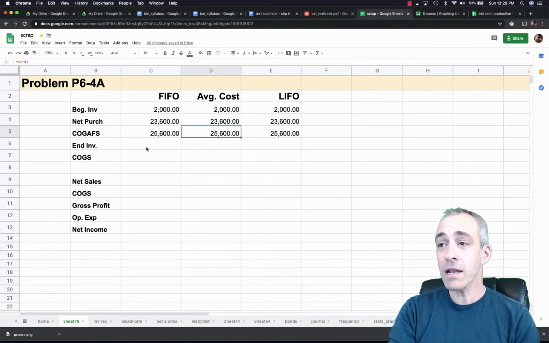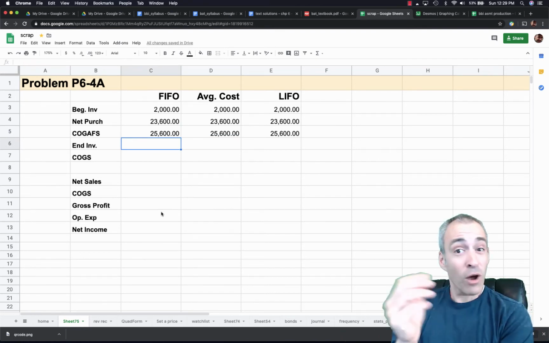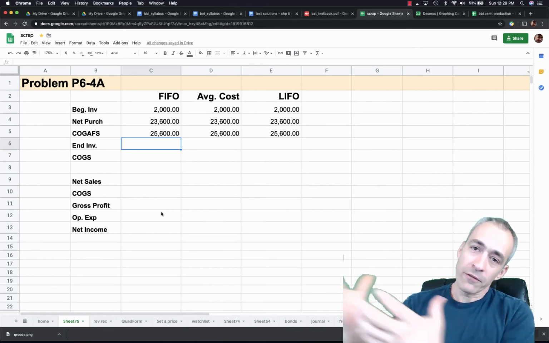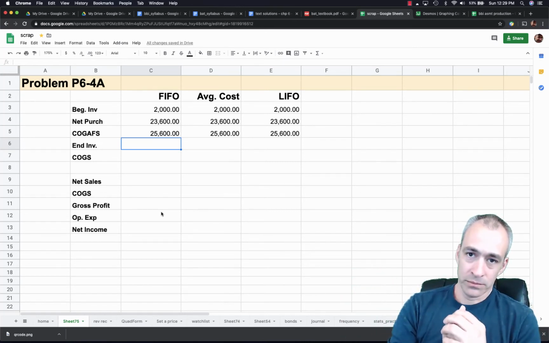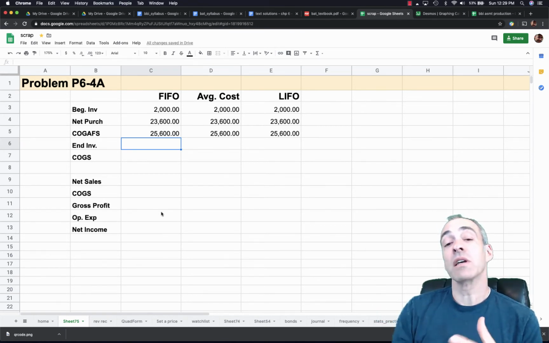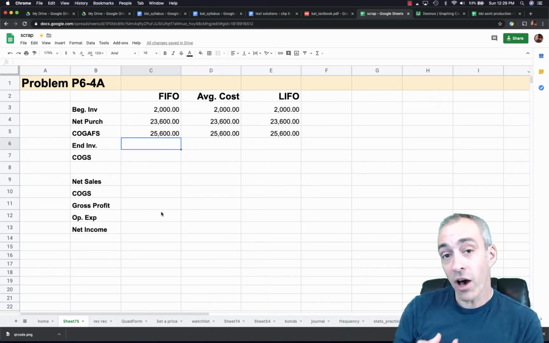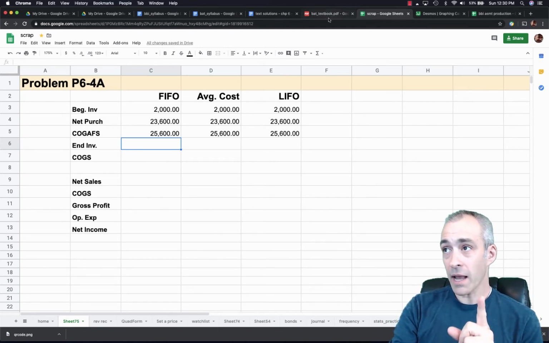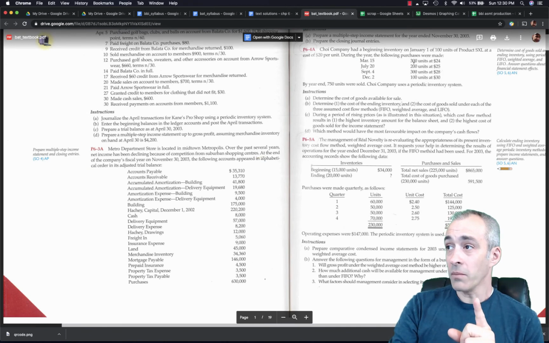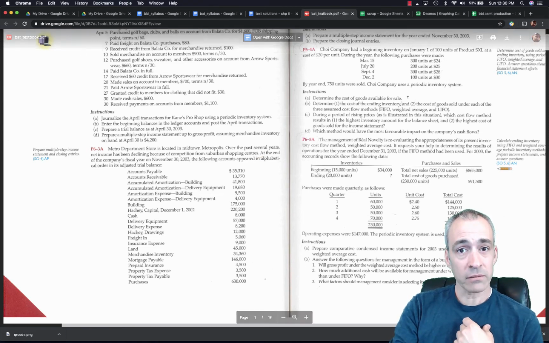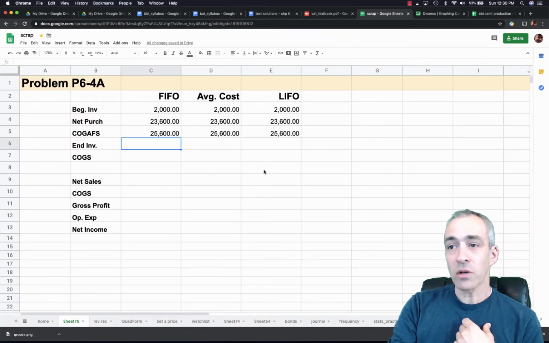Okay, so ending inventory. This is the only row that changes. Everything that changes is because of this row. So if you assume the first goods that came in have been sold, then the ending inventory quantity must be composed of the newest purchases. So let's look quick again at the question. It told you you had 100 and you bought 900, for 1,000, and you sold 750. So that means you have 250 left.